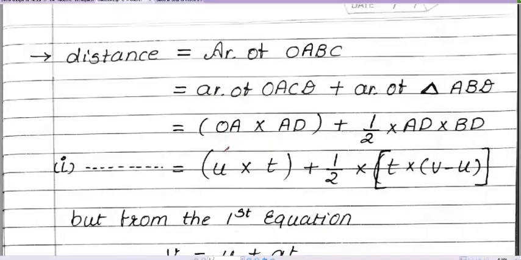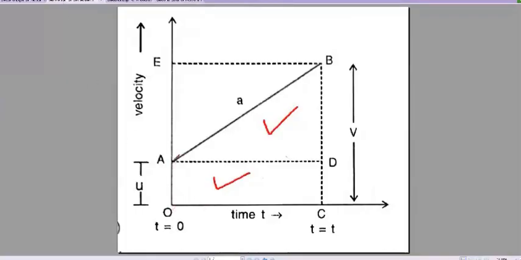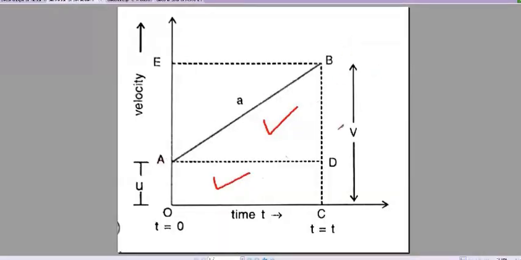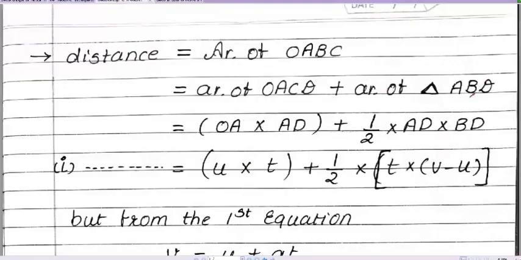Now we know the formula. Area of the rectangle is length into breadth, that is OA into AD, right? So OA into AD, the multiplication of this will give you the area. And area of ABD, we know, is half of base into height. For triangle ABD, AD is your base and BD is your height. So now we can understand that area of ABD is equal to half of AD into BD, that is base into height.